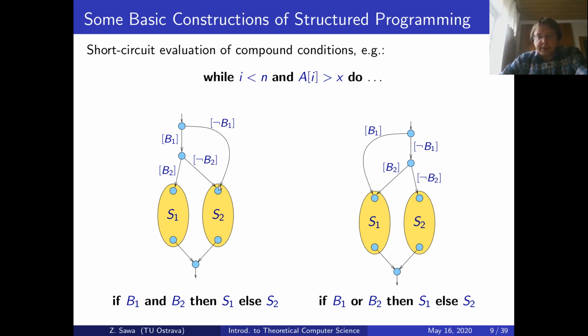Yeah, so here it's represented in the form of a graph. If we have if B1 and B2, then S1, else S2. So condition B1 is evaluated. If it evaluates to false, then we can go directly to S2 without evaluating condition B2. And if B1 evaluates to true, then B2 is evaluated, and depending on whether it's true, we continue to S1. So to get to S1, both conditions must be true, and if at least one of the conditions B1 or B2 is false, then S2 is performed.